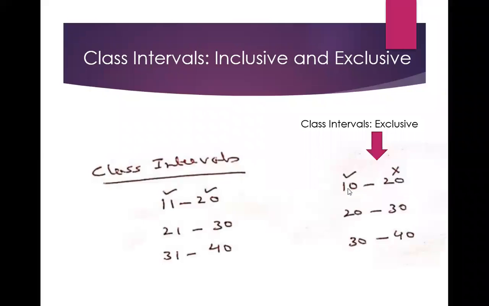In this example, I have shown you that the first class interval is from 10 to 20, the second is from 20 to 30. So the first class interval includes observations from 10 to 19.999. If there is an observation of 20, it is included in the second class interval. So fractions are possible in this type of class interval, that is, exclusive class intervals. So this was about classification of numerical data.